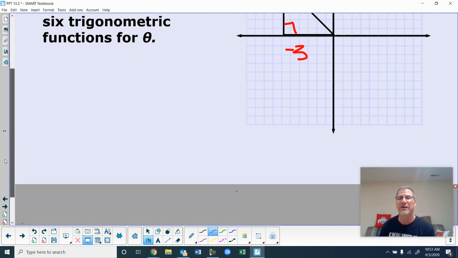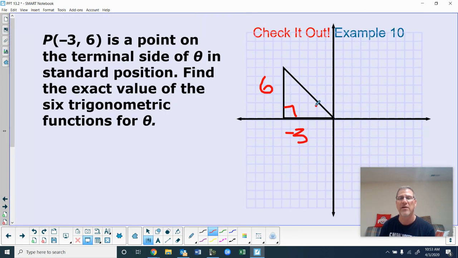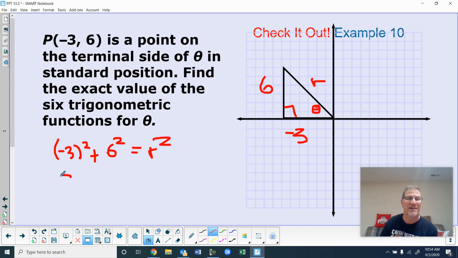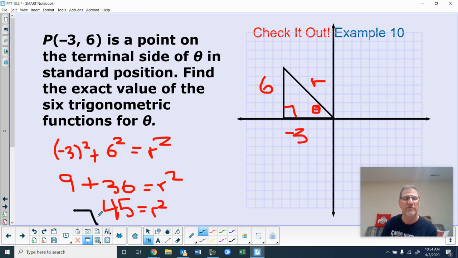And theta, do I have another theta there? No, but theta would be right there. And we'd have to find the hypotenuse. So we'd go a squared, -3 squared, plus b squared, 6 squared, equals c squared, or our r squared. Remember, that's our r. Okay, so that's a positive 9. That's always going to be a positive number when I square it, and that's 36. So that's 45. Remember, that's r squared, so I have to do the square root of that. Don't forget to take the square root.